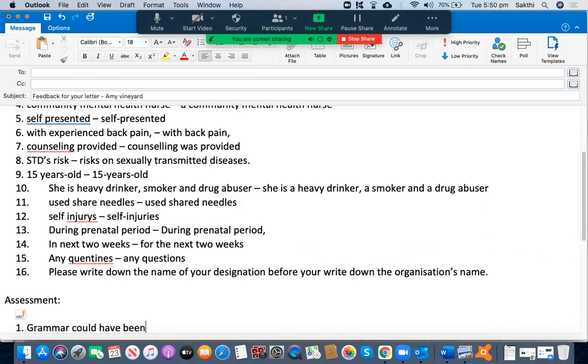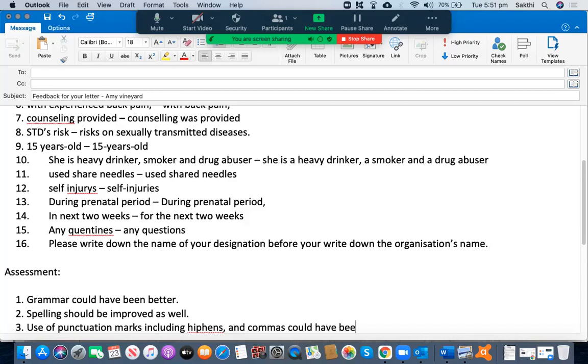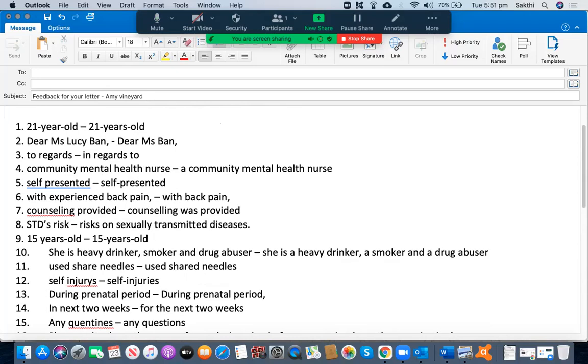Grammar could have been better because you have committed many issues, okay? And then spelling should be improved as well. You have committed many spelling mistakes. Use of punctuation marks, including hyphens, commas, could have been much better. Let's go to the next one. All right, the next one is, okay.